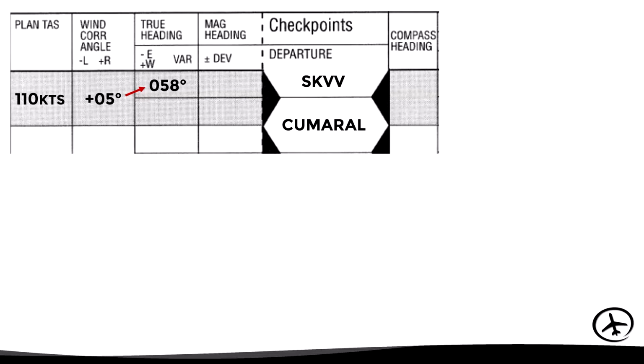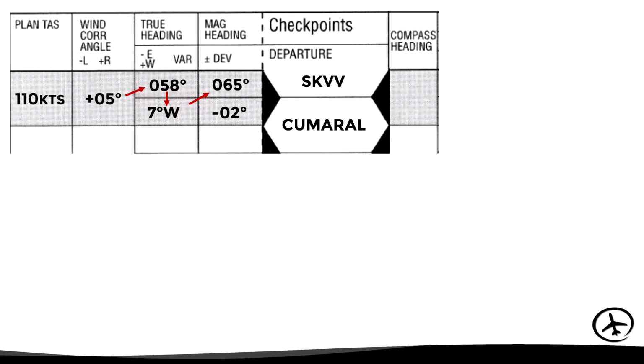Then, the following correction to be applied is the magnetic variation to obtain the magnetic heading. So in this case, below the true heading of 058 we include the magnetic variation for this leg, which in this case is 7 degrees west. Then, we take the previous true heading and add the variation of 7 degrees, thus obtaining a magnetic heading of 065.